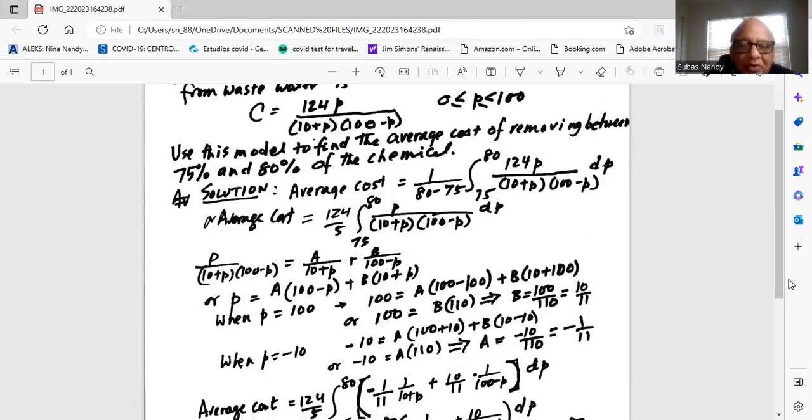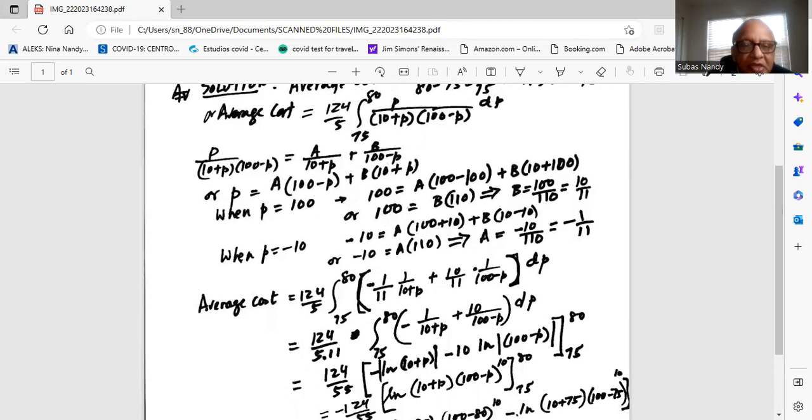Similarly, when P = -10, then -10 = A(100 - (-10)) + B(10 - 10). So 100 plus 10, and the B term is gone, it's 0. So -10 = 110A. Hence A = -10/110, which is -1/11.